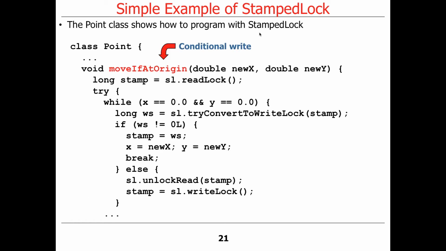Now, this third example, the so-called conditional write example, is the one that's most like your programming assignment. So let's talk about it. What we're trying to do here is move the point to a new location, and we want to do this atomically, obviously. You don't want to move just the x and not the y, right? We want to make sure x and y are both moved together. And we're going to try to do this in an optimistic way. This is what's called read-lock upgrading.